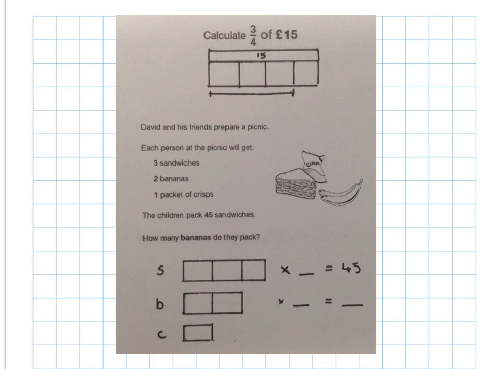Like the first question I said, you can start to interrogate the question a little bit, so you could ask things like, well, how many packets of crisps did they take? You could work out how many bananas they might have if they had a different number of people going on their picnic. Or perhaps you could change the question so you said, well, instead of having 45 sandwiches packed, what if they packed 90 sandwiches or 180 sandwiches or other suitable multiples?